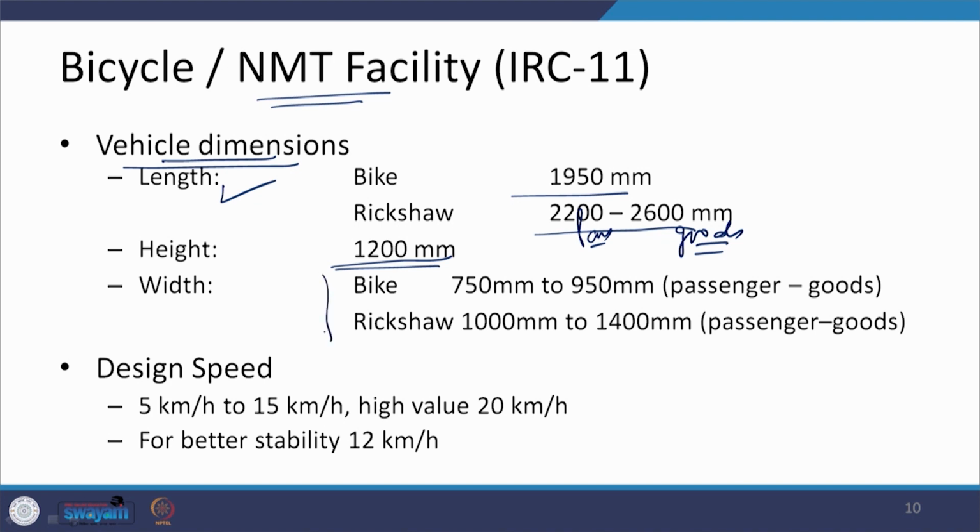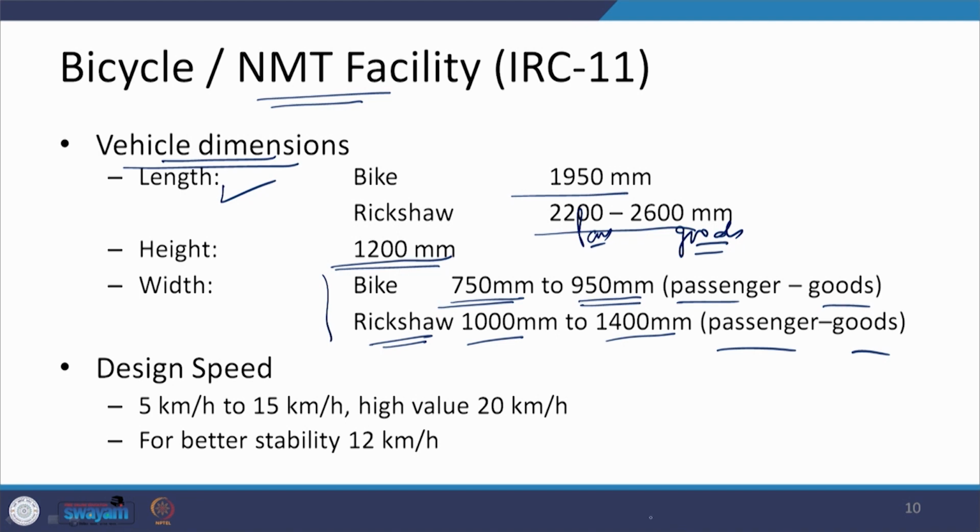If you look at the width, it ranges from 750 mm to 950 mm depending on whether it is used by only a passenger or it is also used to carry certain goods. In the case of the cycle rickshaw, it is again varying from 1000 mm to 1400 mm, the reason being the same, that is, what is being carried.